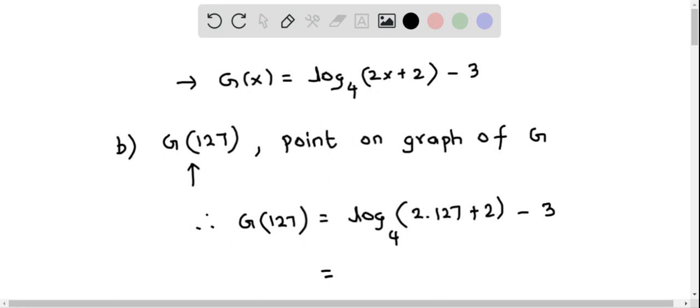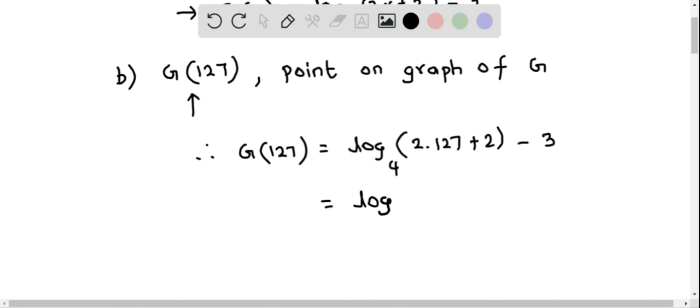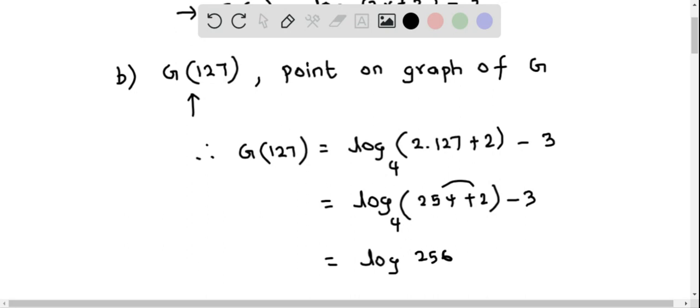Now let's simplify this. So this equals logarithm of 2 times 127, which equals 254, plus 2. This is to the base 4 minus 3. And so this equals log of 254 plus 2 is 256, base 4, minus 3.